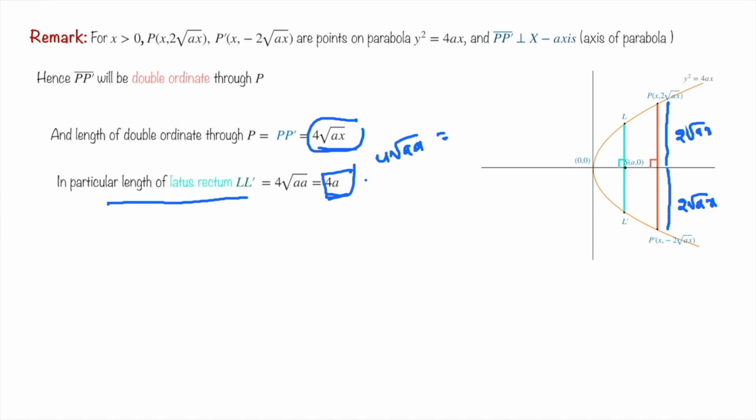For general parabola, the a is going to be distance between vertex and focus. Okay, so this distance is going to be a. So length of the latus rectum for any parabola is always equal to 4a. That a is what? For general parabola, distance between the vertex and focus. That is the a. Okay, fine.